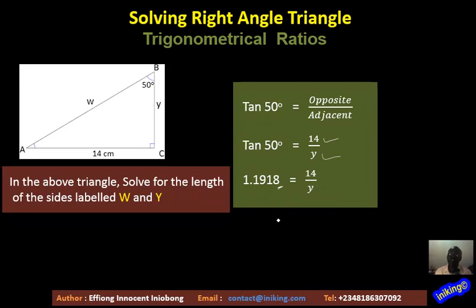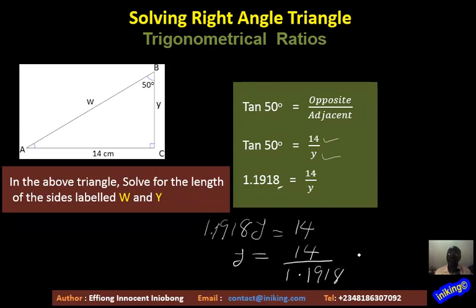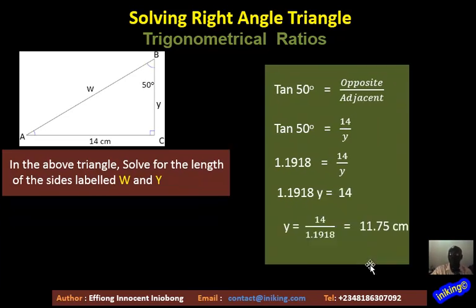Then manipulate this. We'll agree that Y will be what? Okay, let's cross multiply. This is 1.1918Y equals 14. So my Y will be what? Will be 14 divided by 1.1918. And that will give us, take your calculator, and we have there 11.75 as my Y.